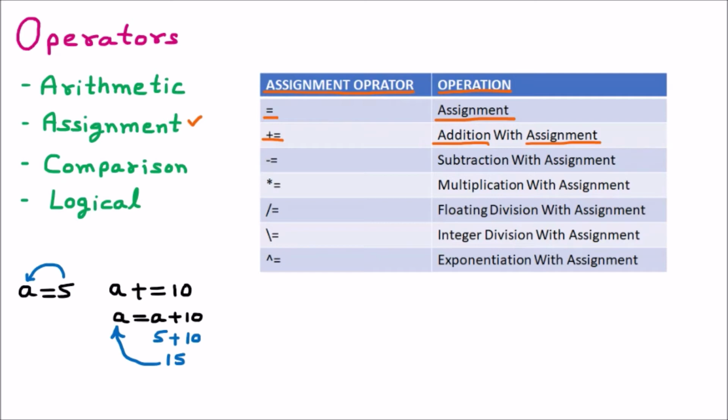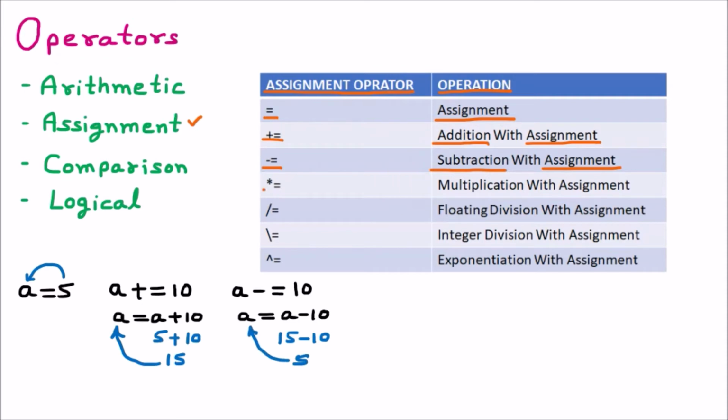The next operator is minus equal to, that is subtraction with assignment. If I write a minus equal to 10, that is nothing but a is equal to a minus 10. If the value of a was 15 previously, then we subtract 10 here. 15 minus 10 is equal to 5. So now this value is assigned to a. So this is the assignment operator.